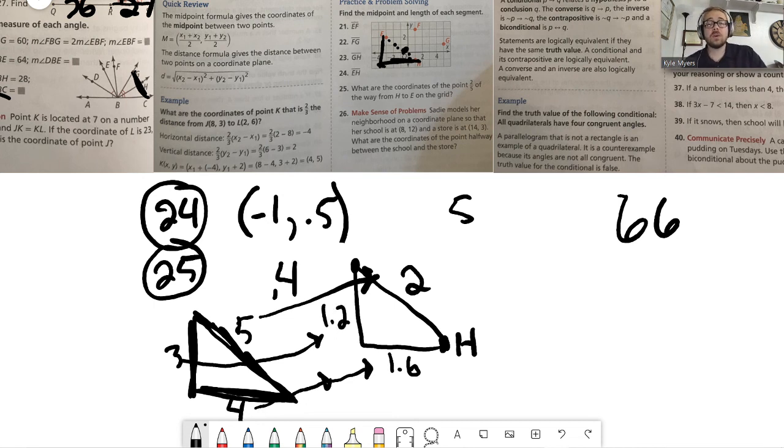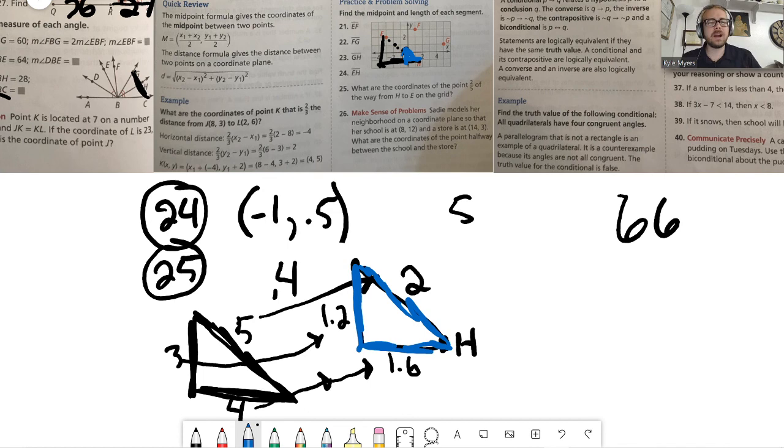Okay? So what I did was I just created a little mini triangle, and this little mini triangle is right here. It's that little triangle. That's this. And I just figured out how many spaces I would need to go left and up from H to get to that point now.